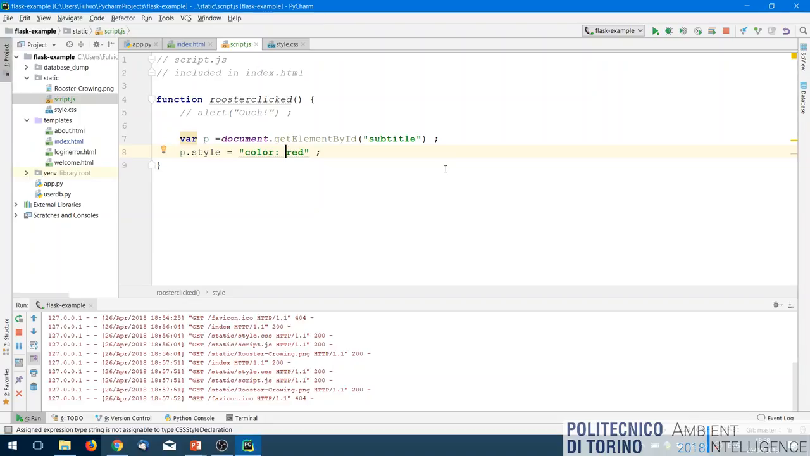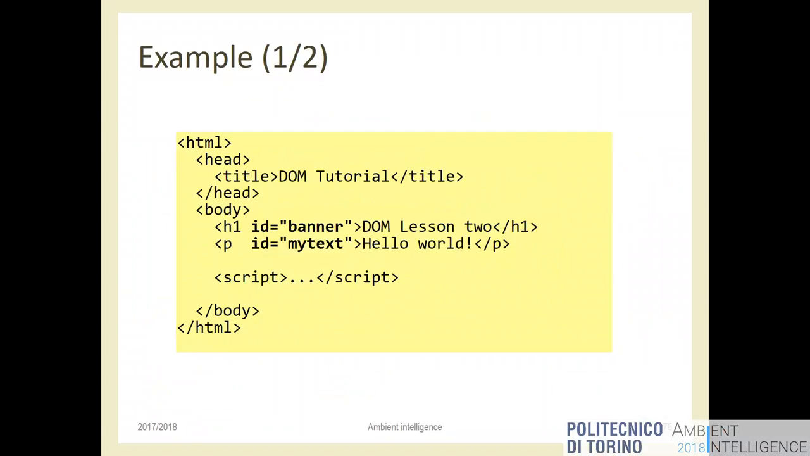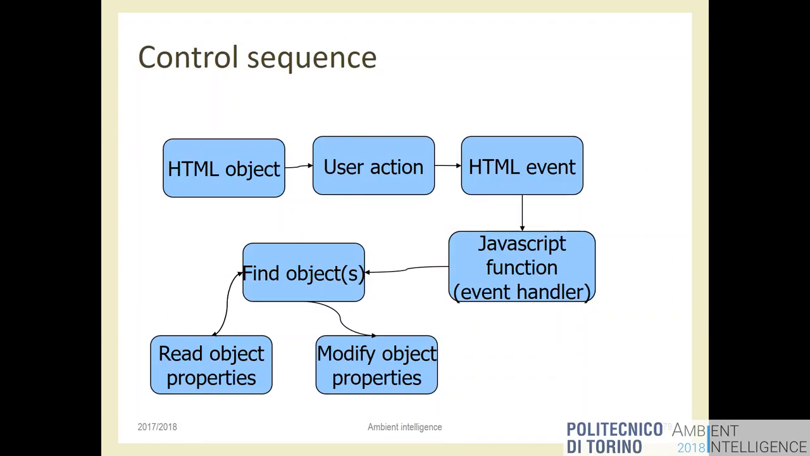And this is what, so the workflow is clear, in which we have an HTML object that generates, after a user action, an event. A function is called. What does this function do? Usually this function needs to find some objects, a paragraph to modify, a text input to check the contents, read some properties of these objects, read the current text that the user wrote, check whether a checkbox is set or not, and then possibly modify some object properties. Okay? So this is the workflow for 90% of the JavaScript code. All event-driven programming.